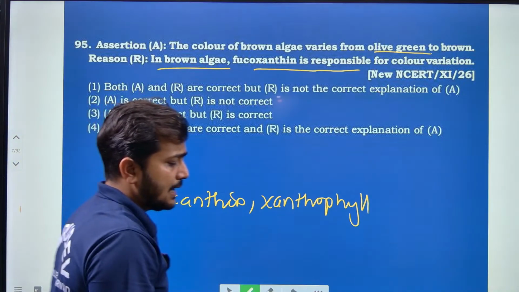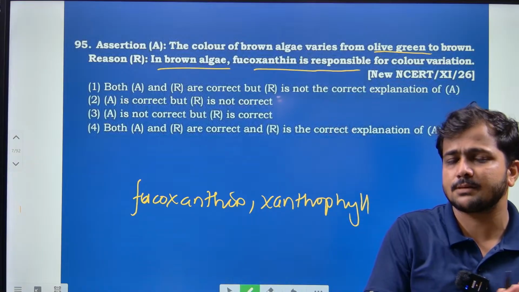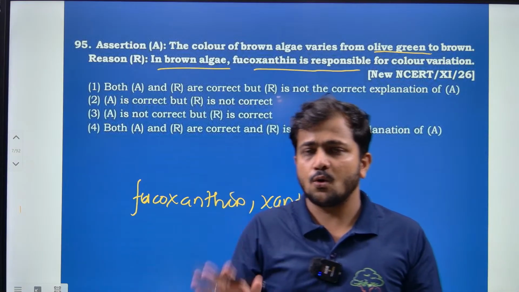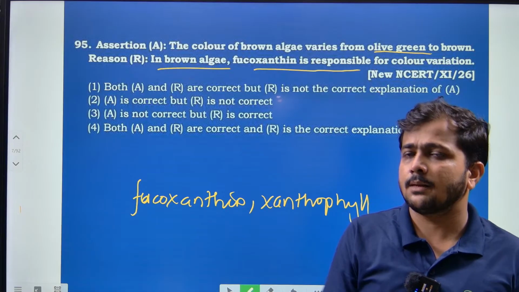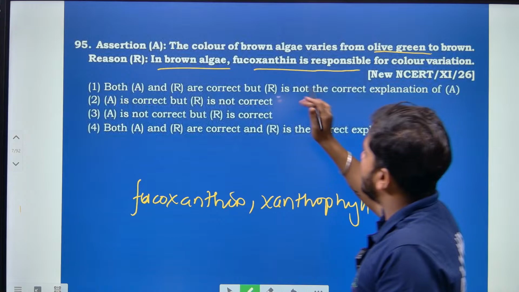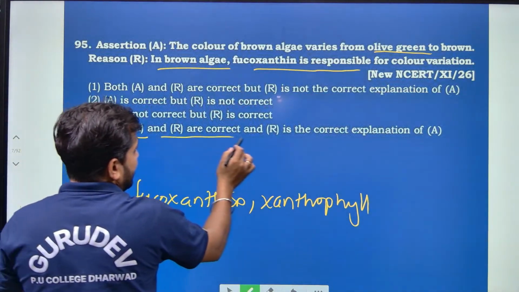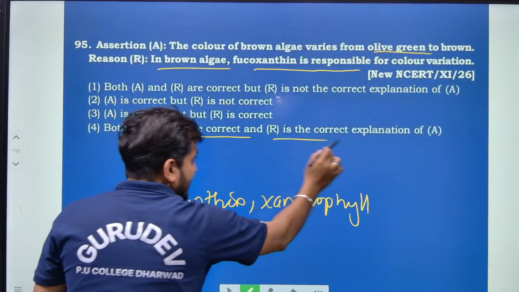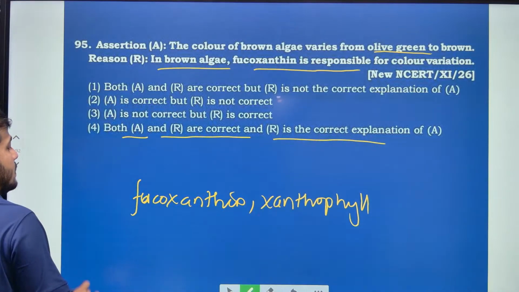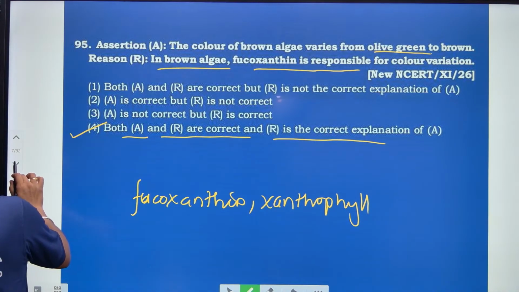Majorly there are different types of pigments, and based on that we find different types of algae: rhodophyceae, phaeophyceae and chlorophyceae. So based on that, the assertion is correct and the reason is also correct, and the reason is the correct explanation of the assertion. So here the answer 4 is correct, right?